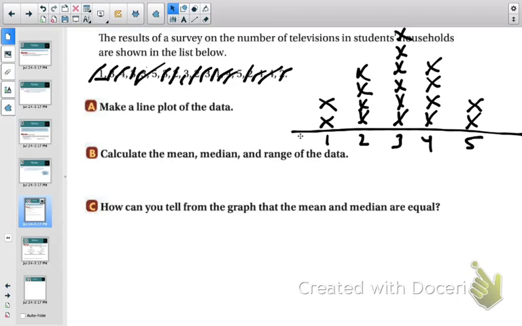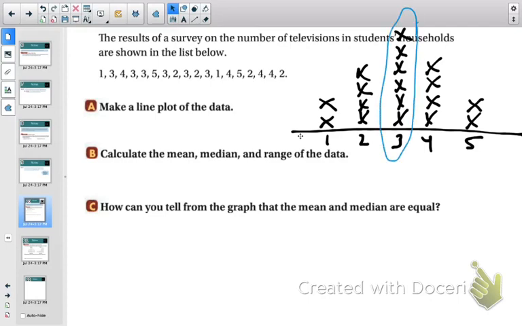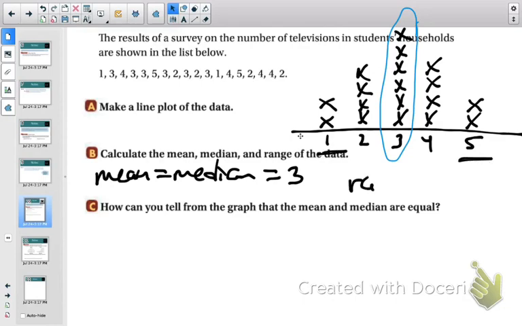So then calculate the mean, median, and range. So actually, if you look at this line plot here, you can see that it's actually symmetric. It's perfectly symmetric. There's 6 in the middle, then the 4 on the 2 sides, and 2 on the outside. So your mean and your median are going to be this peak here. Your mean, median, and mode are all the same when it's perfectly symmetric like this. So your mean and the median are the same, and that's just going to be the middle number, which is 3. Your range is just going to be 5 minus 1, which is 4.